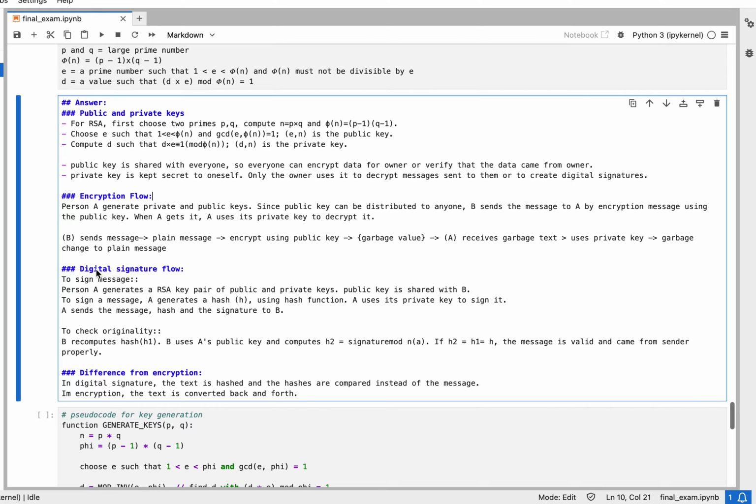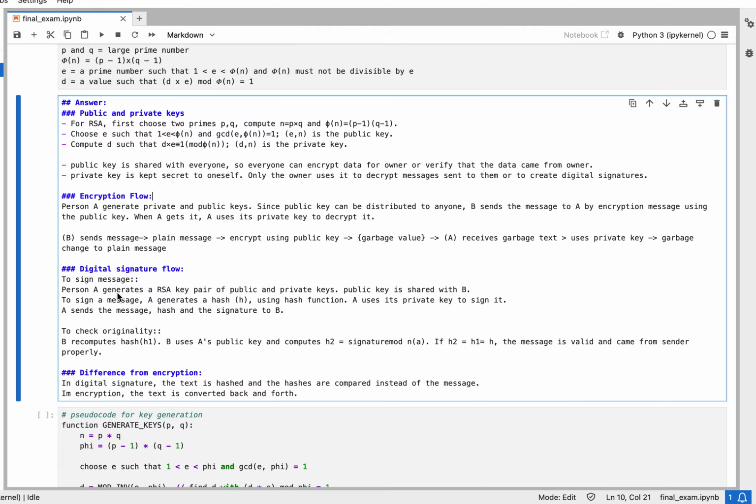Similarly, in the digital signature flow, there is a key pair of public key and private key generated, the same as in the encryption and decryption process. So Alice generates an RSA key pair of private and public key. The public key is shared with Bob since it is public and can be shared with anyone. And to sign a message, Alice generates a hash using hash functions. Alice uses her private key to sign it.